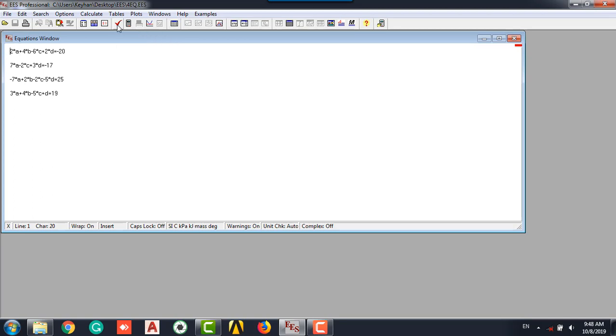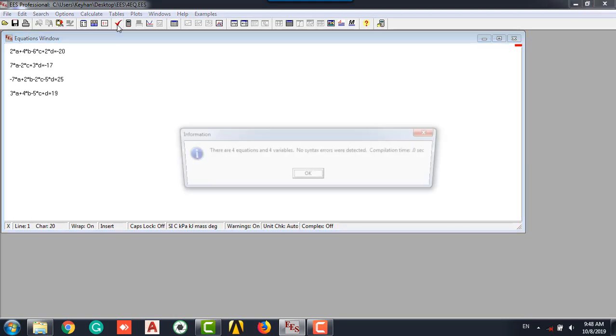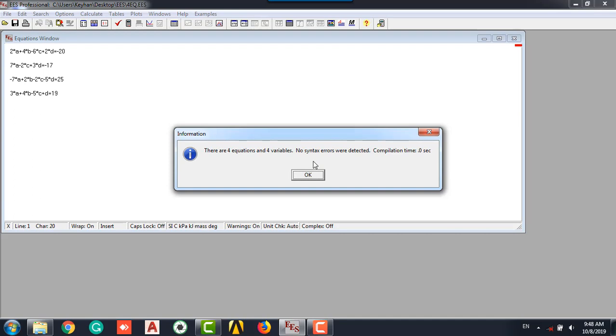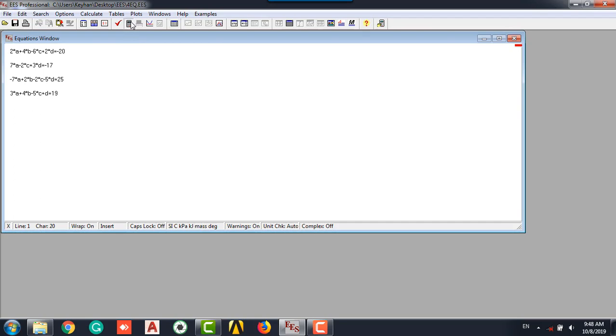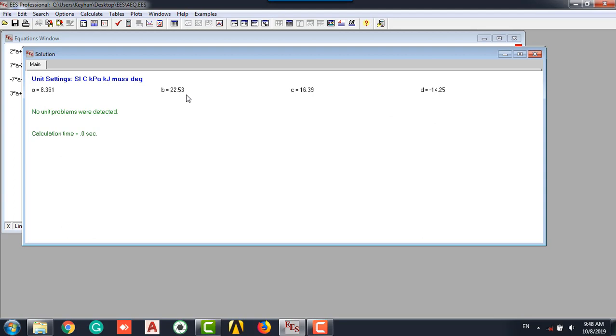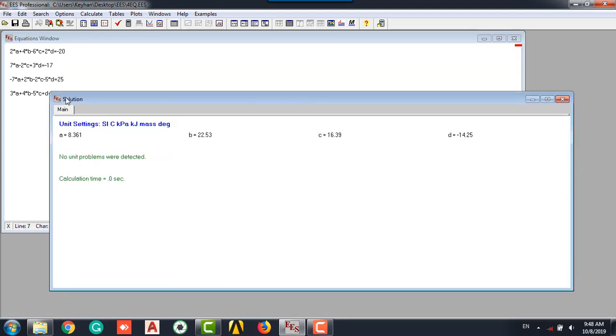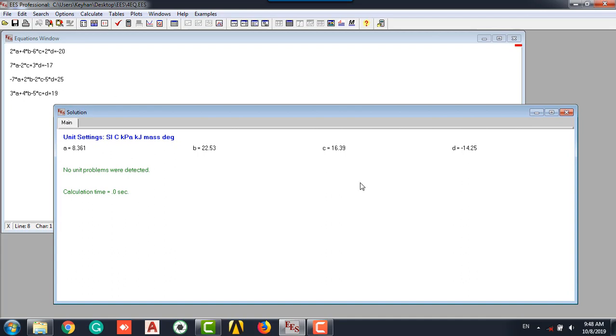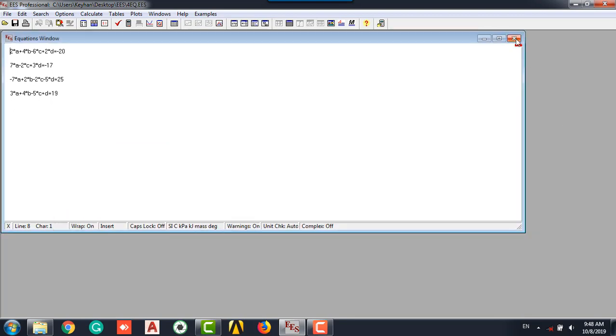If we check the equations, we have no syntax error here, and we can go for solving. If we solve and continue, we obtain our 4 parameters. EES has solved these four equations simultaneously, and the desired answer is provided with the help of EES.